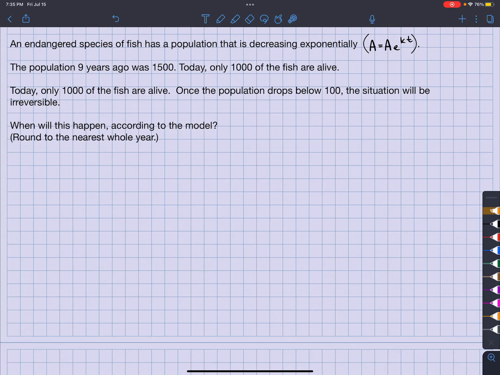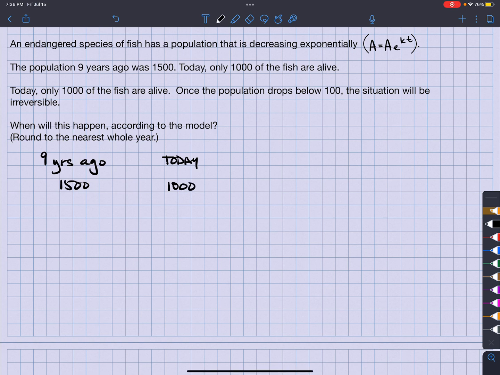All right, so we have an endangered species of fish decreasing exponentially. The population 9 years ago was 1,500. Okay, so let's go ahead and write that down. 9 years ago was 1,500. Today we have 1,000 fish that are alive.